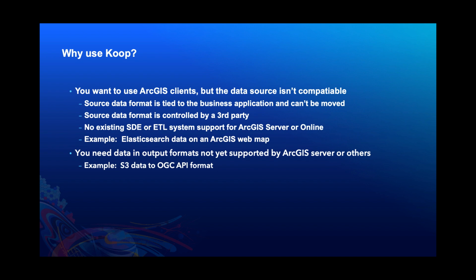So for instance, Elasticsearch is a common data store now, but it does not work with ArcGIS Server. So you may want to get your Elasticsearch data on an ArcGIS web map and don't have any other way to do so. Finally, you might want your data in output formats that aren't yet supported by ArcGIS Server or other APIs. So perhaps you have some S3 data and you need to serve that out as OGC API format.